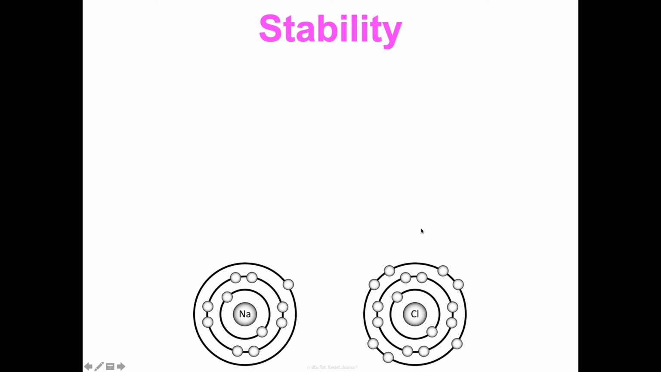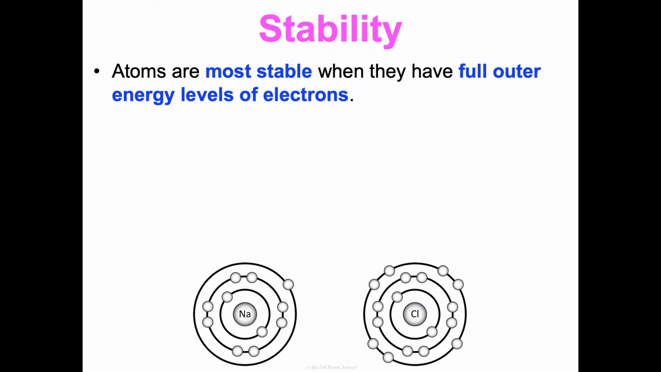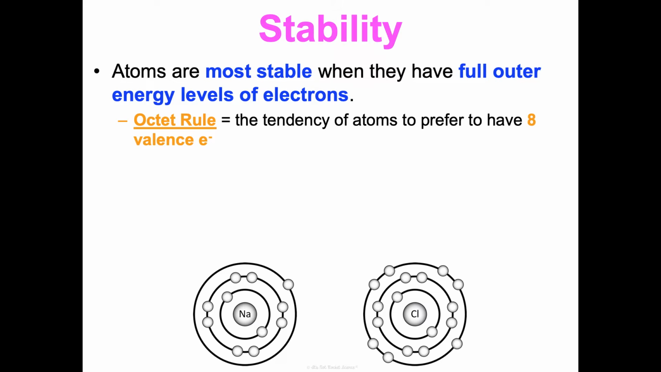Now, let's zoom in on stability a bit more. Atoms are most stable when they have full outer energy levels of electrons. Well, they have full energy levels in general, but we fill from the inside out. So we're talking every level, including that outer valence shell, is full. Oftentimes, this means 8. Okay, and so this is called the octet rule. It's the tendency of atoms to prefer to have 8 valence electrons. Now, exceptions here are hydrogen and helium. That's because they only have one energy level, and that inner energy level only holds 2 electrons. So for them, stability is just 2 electrons, but pretty much everything else is looking for 8.